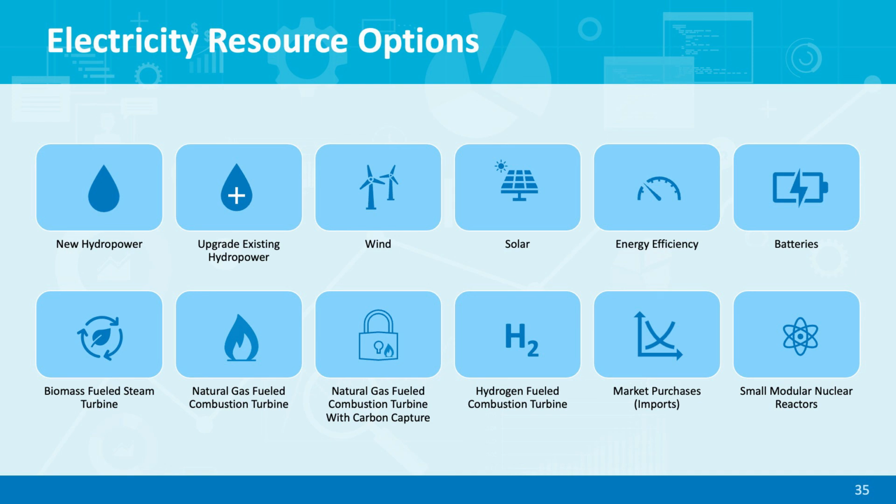Biomass steam turbines have some potential in Manitoba and are included as well. A couple of different types of natural gas turbines are also included. There is also an option to add carbon capture on these units to help further reduce the turbine's emissions. Turbines that are fueled with hydrogen are an emerging technology that can potentially help reduce emissions. In the model, this resource option provides a way to store energy from one season to the next to help meet winter peak demand. Also included are purchases from neighboring markets, also as an option. And lastly, small modular nuclear reactors are also an emerging technology that is being explored in the model.